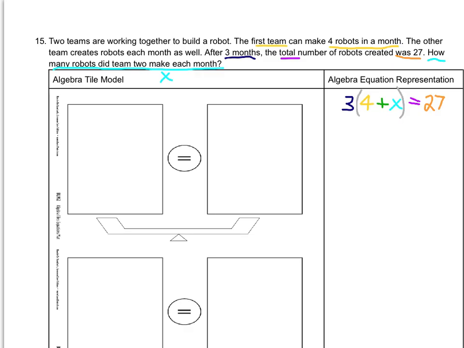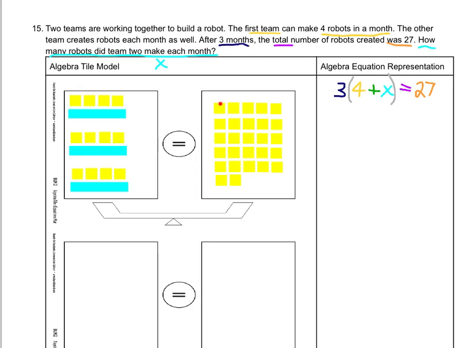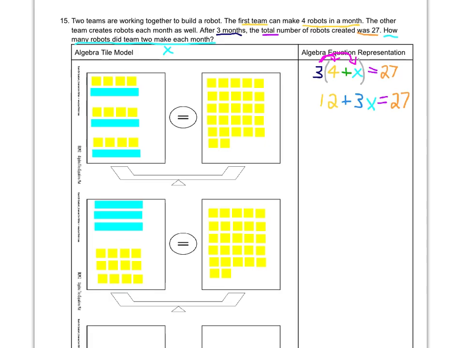Otherwise, we should have something that looks like this. So we have 1, 2, 3, 4 robots that the first team makes, plus the second team, which is X. There's 1 month, 2 months, 3 months of that. And 27 on the right. And now, let's rearrange the left-hand side, right? Combine like terms. We see then on the right, I would have to distribute. Take a moment, try to do those, see what you get.